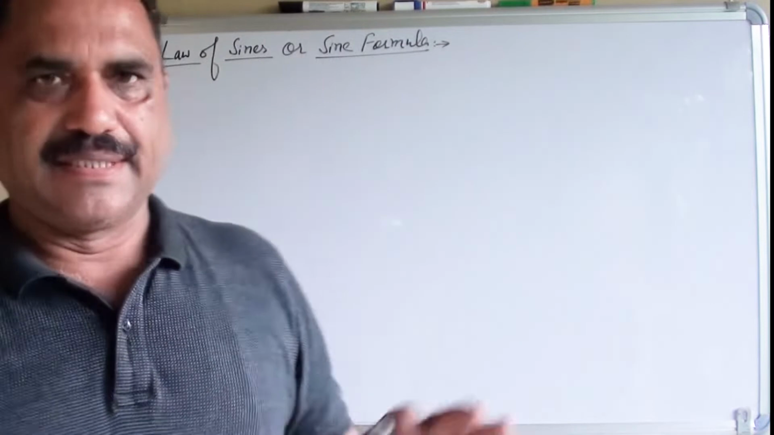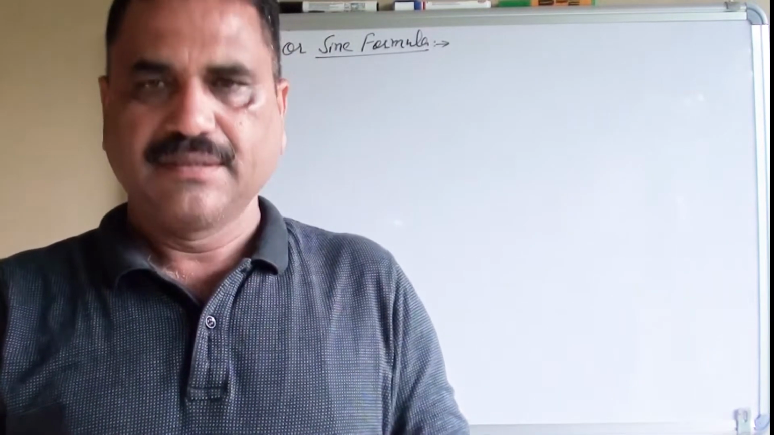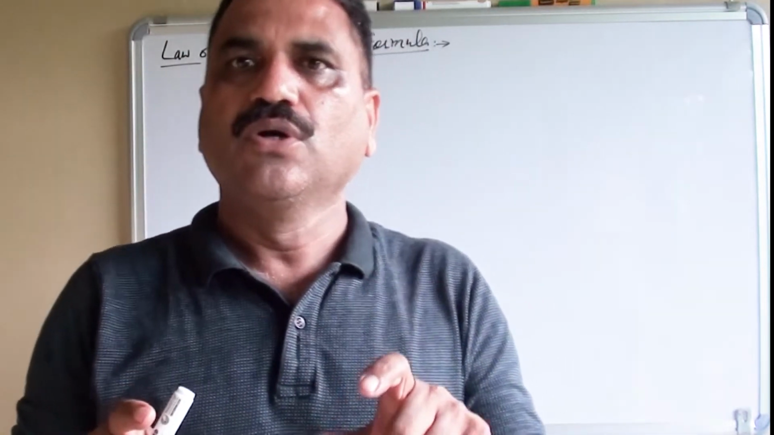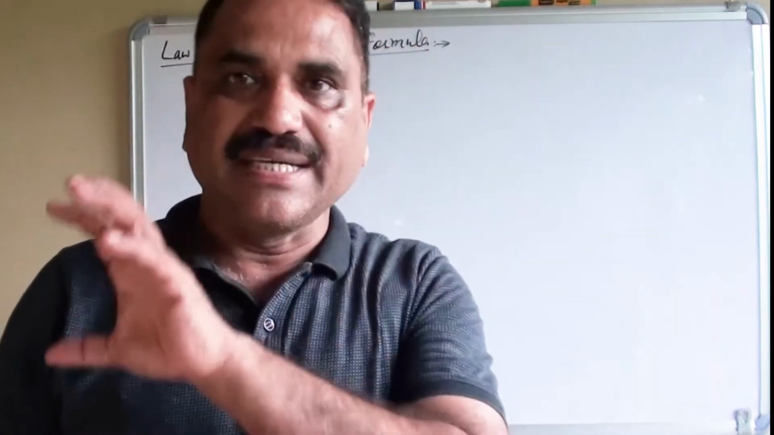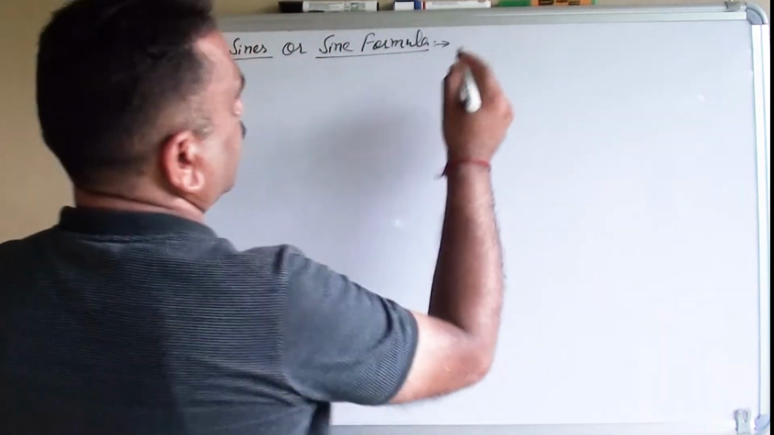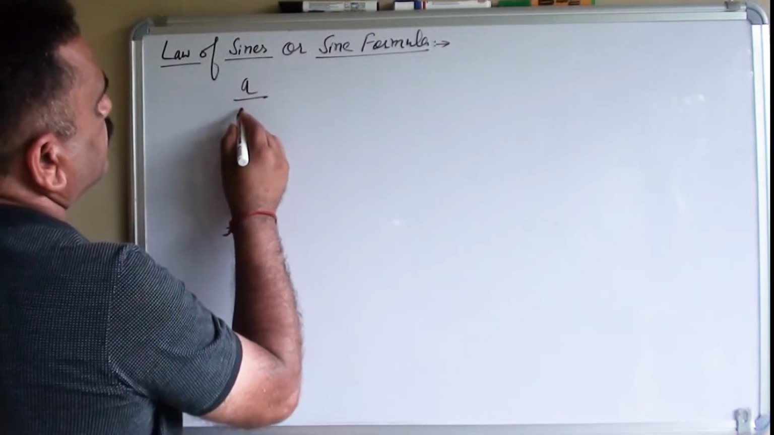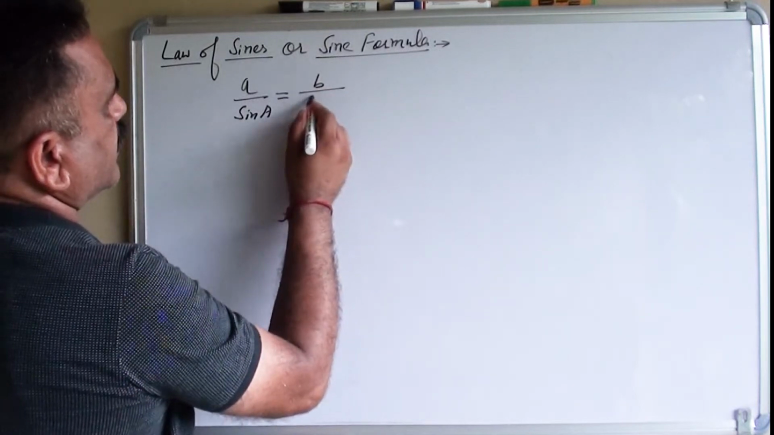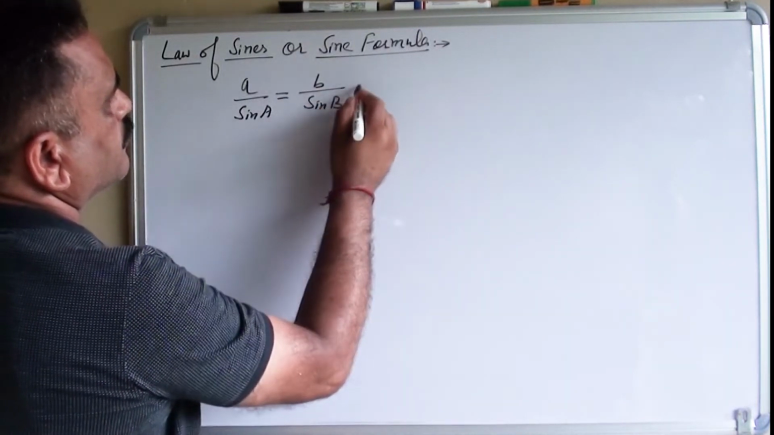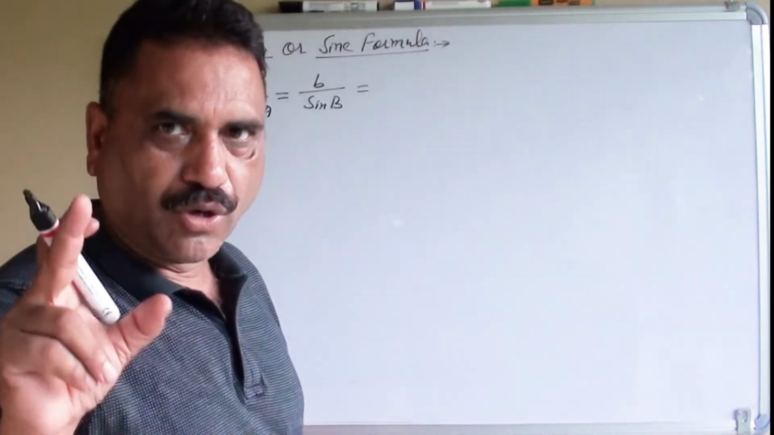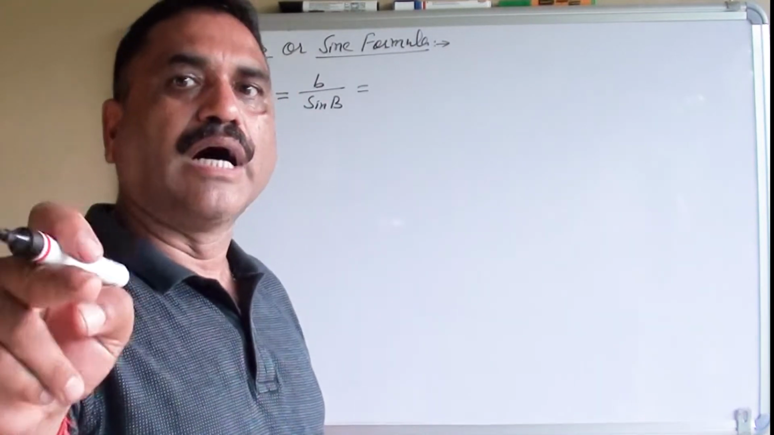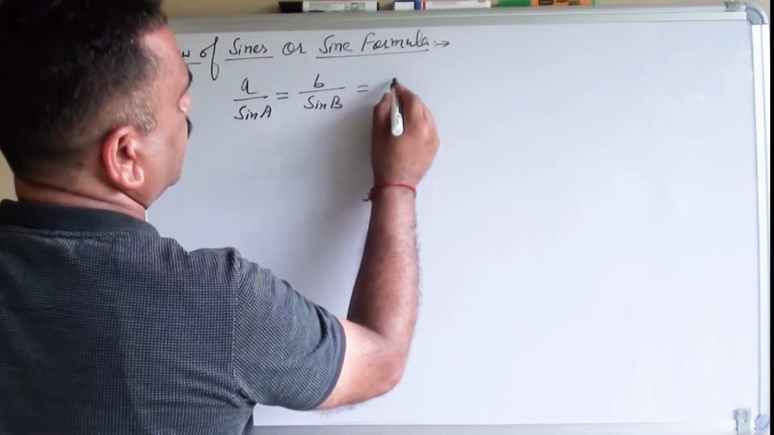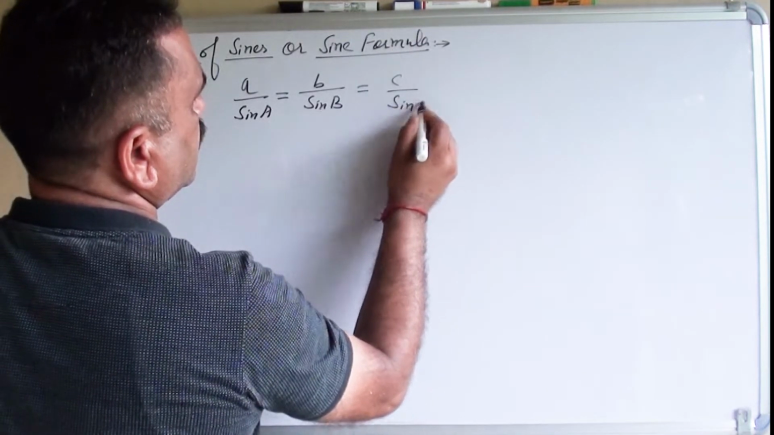What does the sine formula state? In any triangle, the length of the sides of a triangle is proportional to, not equal to, is proportional to the sines of the angles opposite to the sides. That is, a/sin A is equal to b/sin B is equal to c/sin C.